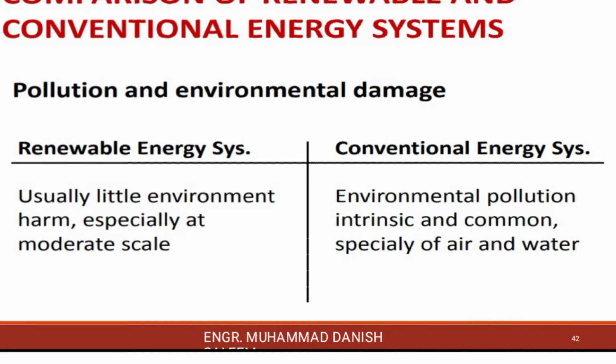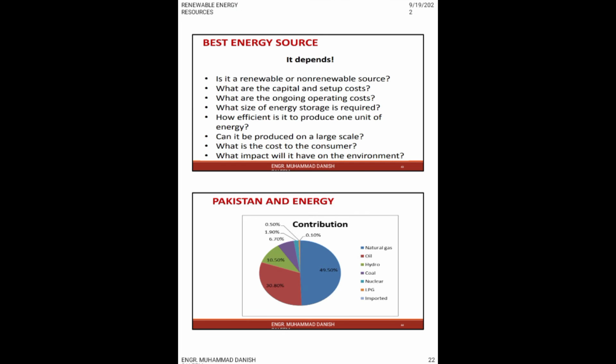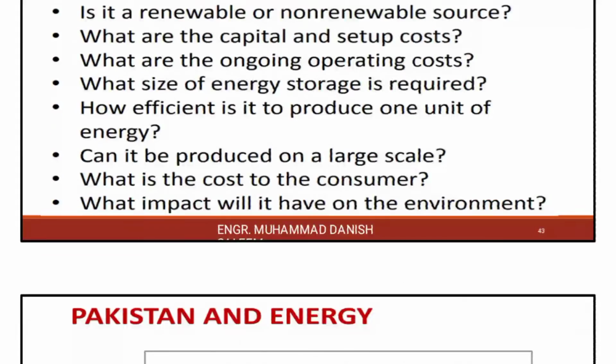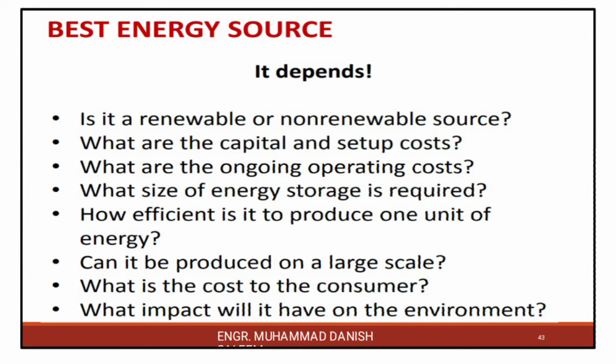Pollution and environmental damage. Renewable energy systems usually cause little environmental harm, especially at moderate scale, while in the conventional system environmental pollution is intrinsic and common, especially of the air and water. So now we see what are the best energy resources. It depends. Is it a renewable energy or non-renewable energy resource?